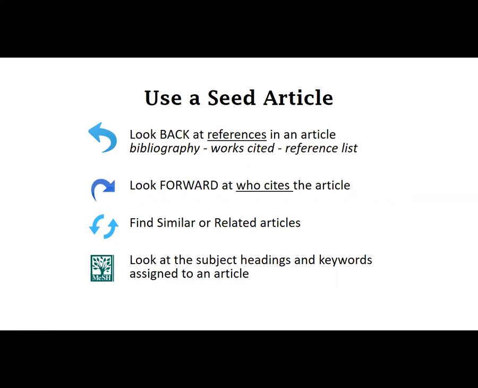Looking back is looking at the references in an article. Every research article is going to have a reference list, or it might be called a bibliography, the works cited. There are different names for the same thing. Look forward at who cites the article you're reading. Databases, Google Scholar does this also quite well. They may also, if you look around, help you find similar or related articles. And then also look at the subject headings and keywords that are assigned to that article. They can be some clues to expanding on your search terminology or changing up your search terminology. We'll take a look at that.